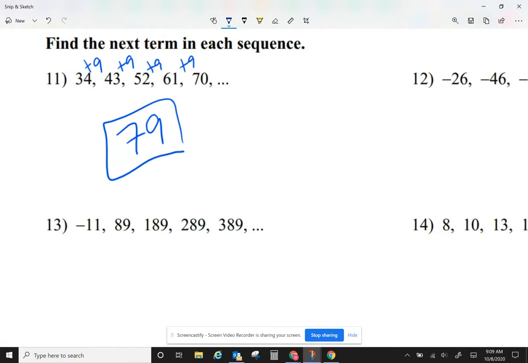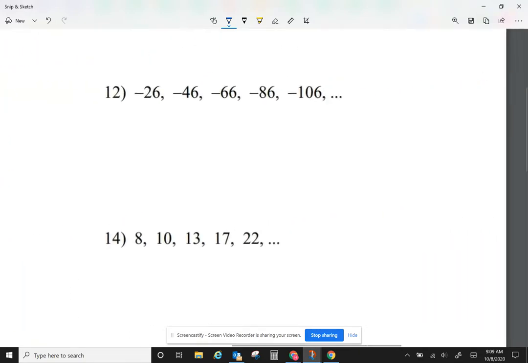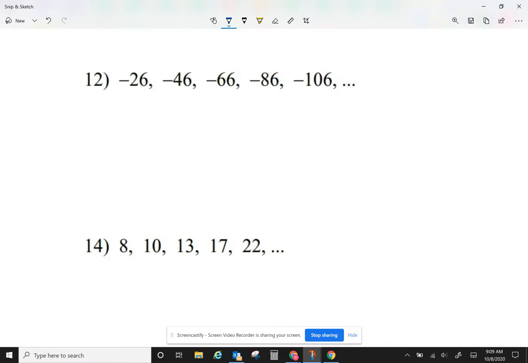Once again, inductive, I'm trying to look for repetition. I'm trying to look for patterns. Let's take a look at number 12. In order for negative 26 to become negative 46, I must subtract 20. In order for negative 46 to become negative 66, I'm going to subtract 20. It works for the next case and the next case. So I'm going to say the pattern seems to be that I subtract 20. So for my next number, I'm going to go negative 106 minus 20. I'm going to get negative 126.